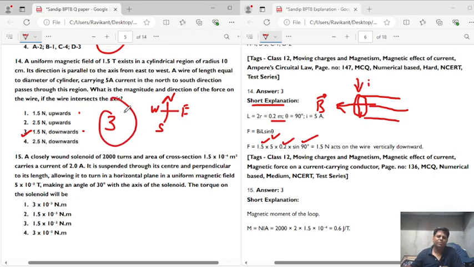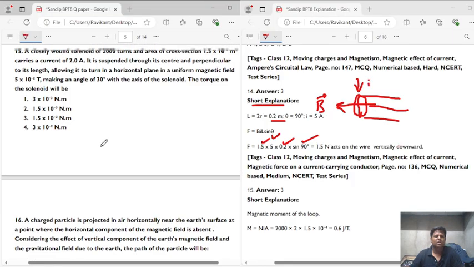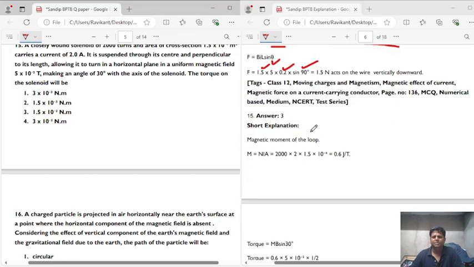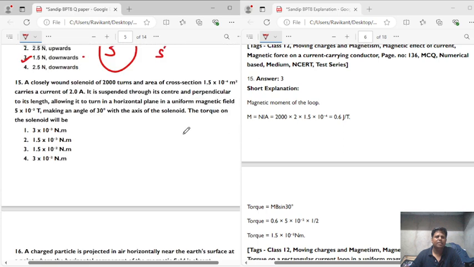Now let's get into question number 15. Question number 15 says that a closely wound solenoid of 2000 turns and area of cross section 1.5 into 10 to the power of minus 4 meters squared carries a current of 2 ampere. It is suspended through its center and perpendicular to its length, allowing it to turn in the horizontal plane in a uniform magnetic field of 5 into 10 to the power of minus 2 Tesla, making an angle of 30 degrees with the axis of the solenoid. The torque on the solenoid is?